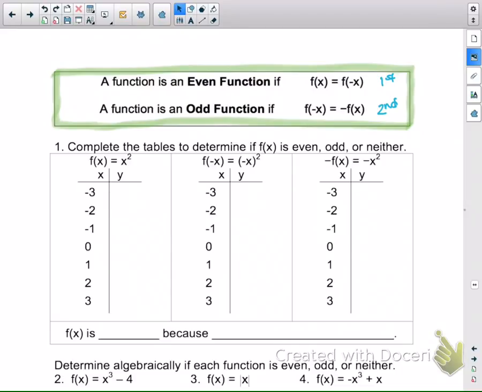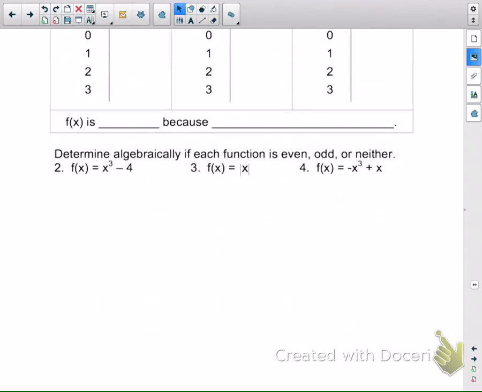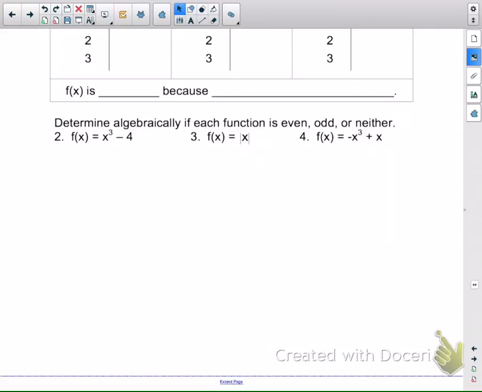At the bottom, we're going to skip these tables completely and just talk about how to do this algebraically. Because we're not going to have calculators for this, so graphing it and seeing isn't an option. All right, so for a question like 2 down here, when it says determine algebraically if it's even, odd, or neither, it means use one of those tests. And I'm going to write them here again so we can look at it.